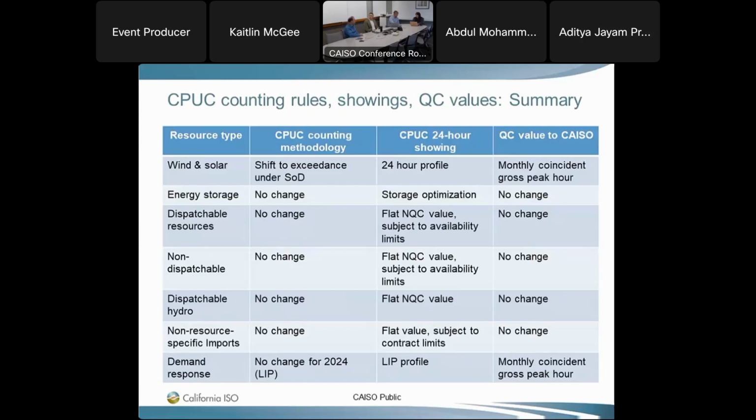Just to be clear, this is Calvin. We're not taking that number from among the 24 numbers. The PUC gives that number directly to us. So it's the PUC who goes through their assessments, picks the correct hour, and gives that number to us directly.